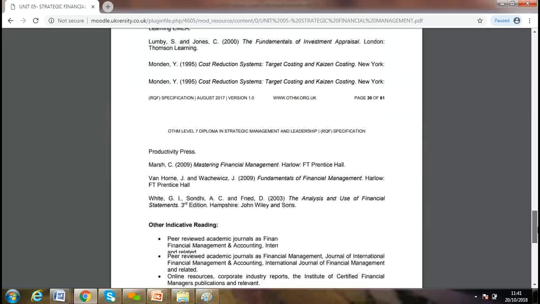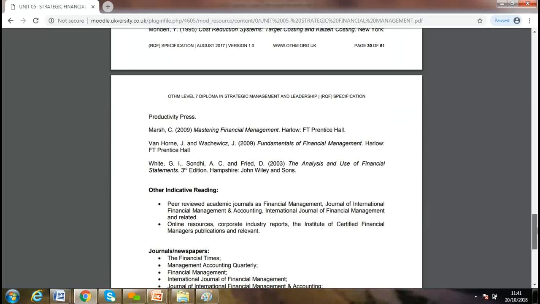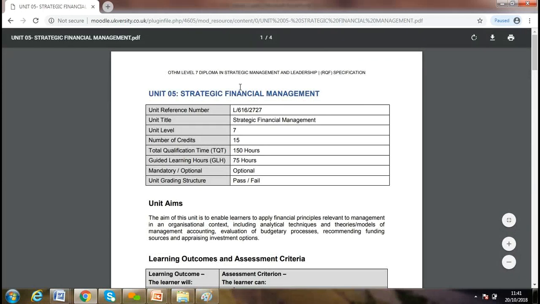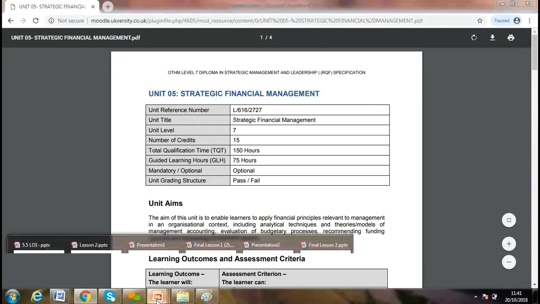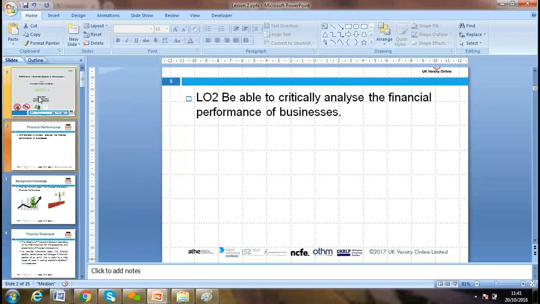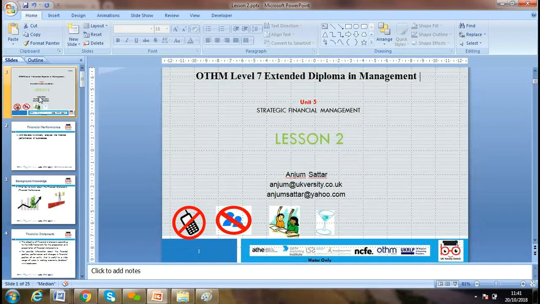These are some quite good recommended books you can use, borrow, or download. Some books are already on Moodle, so please follow them. Within my PowerPoint slides, all the criteria are addressed as well. So we'll start now.